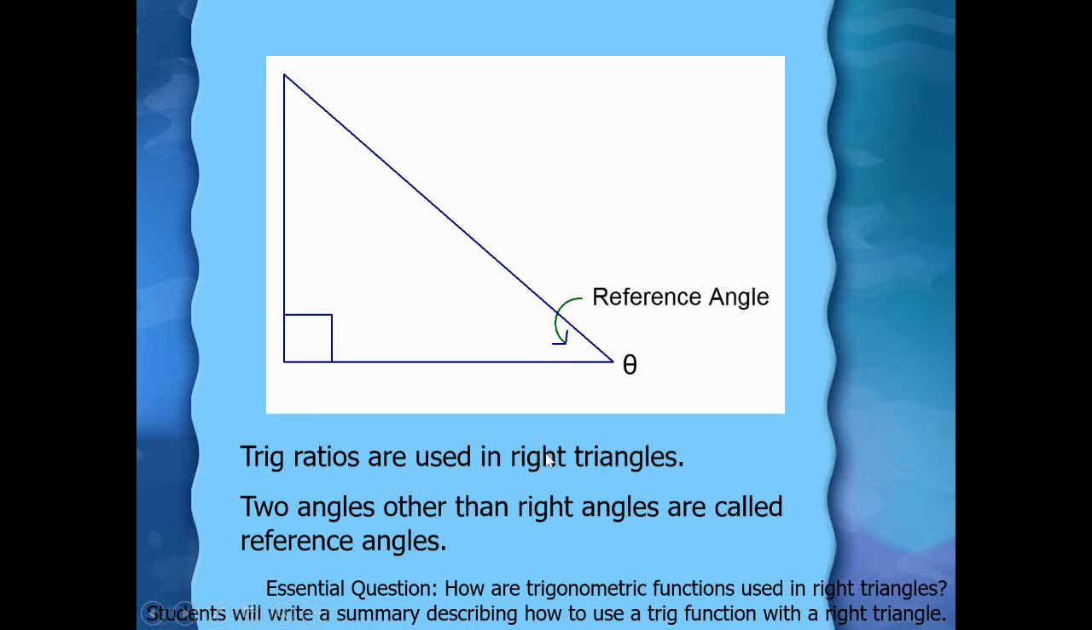Trig ratios are used in right triangles. And the 2 angles other than the right angle are called reference angles. So technically this is a reference angle and so is this one. We typically have 1 in a triangle that we work with for the most part, and that's usually whatever one is labeled, okay? And at any time if you miss something and I go too fast, you can always pause it and rewind.